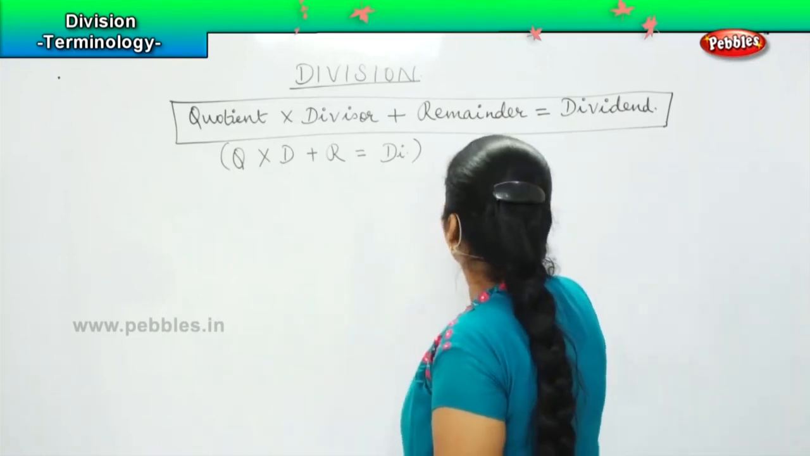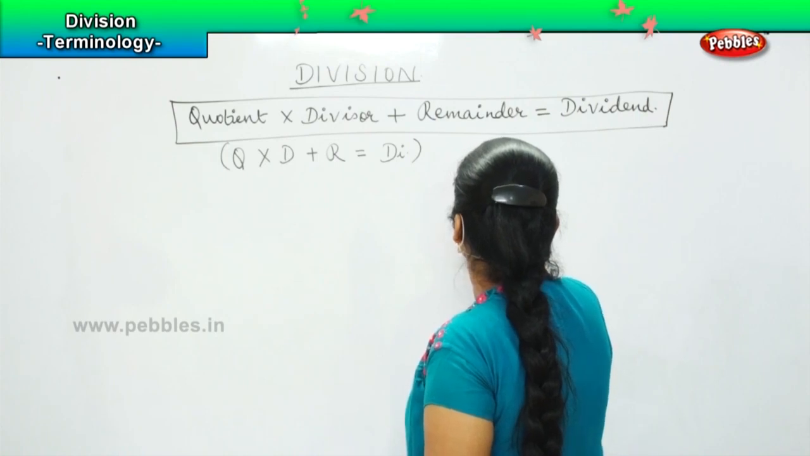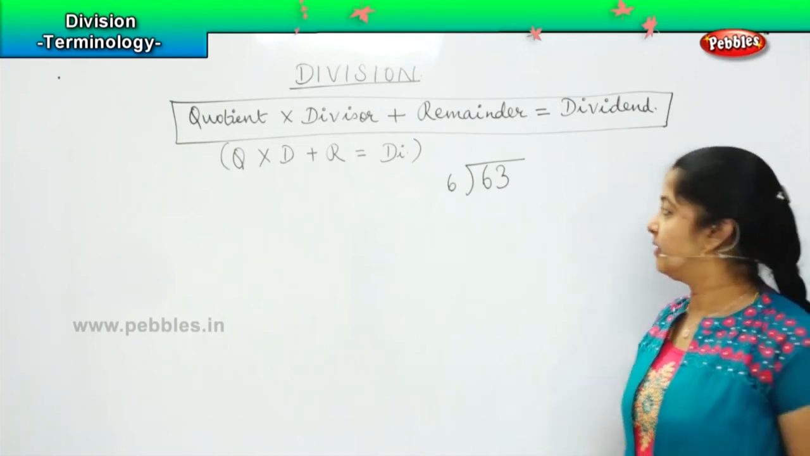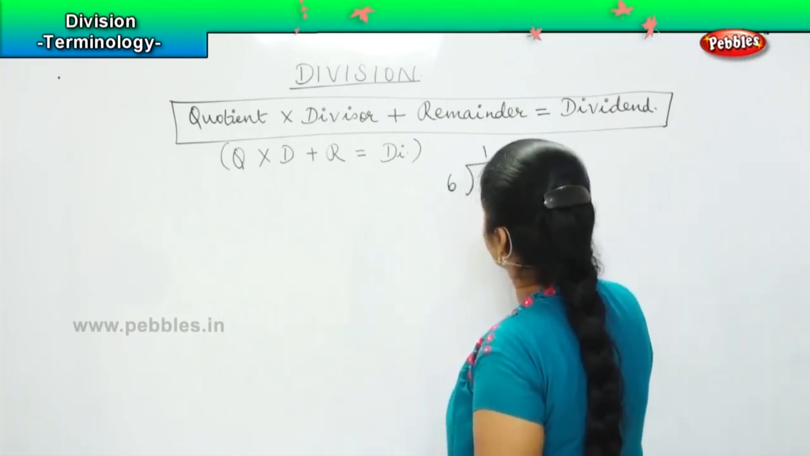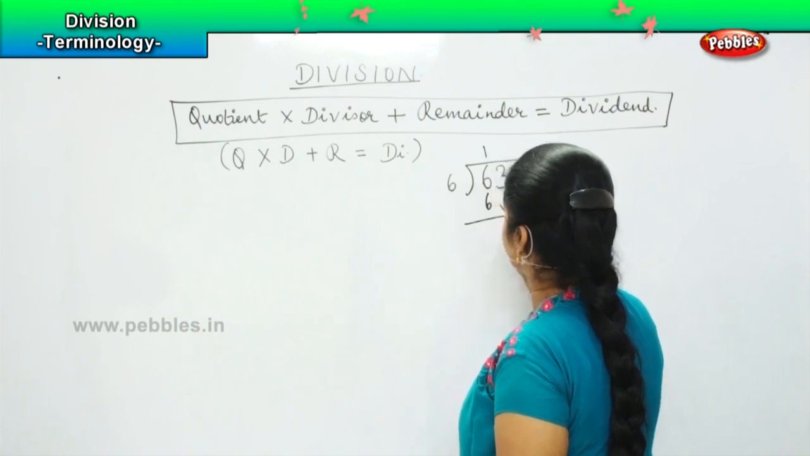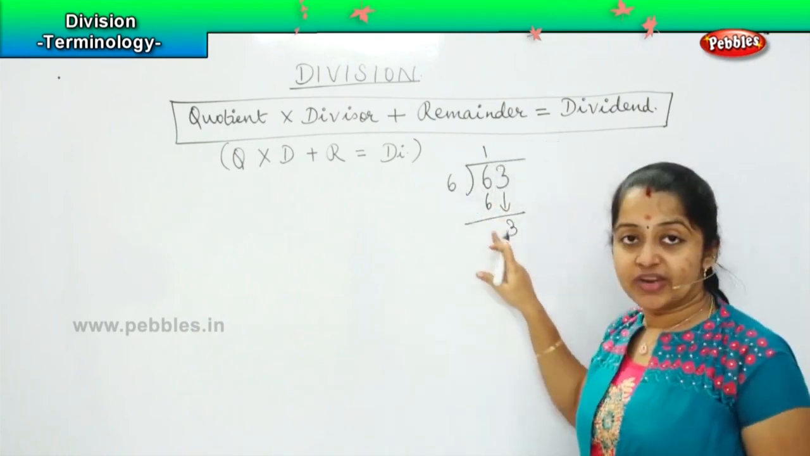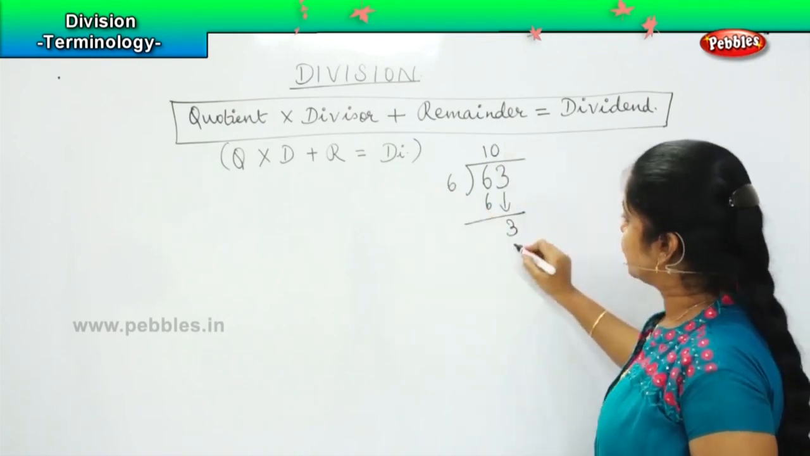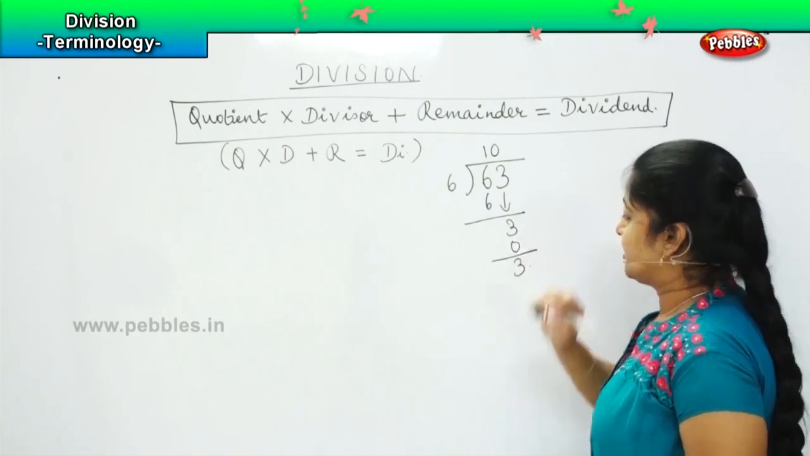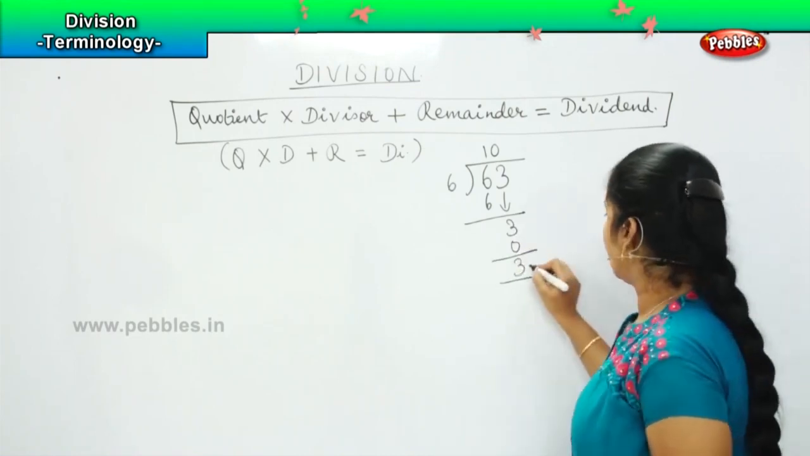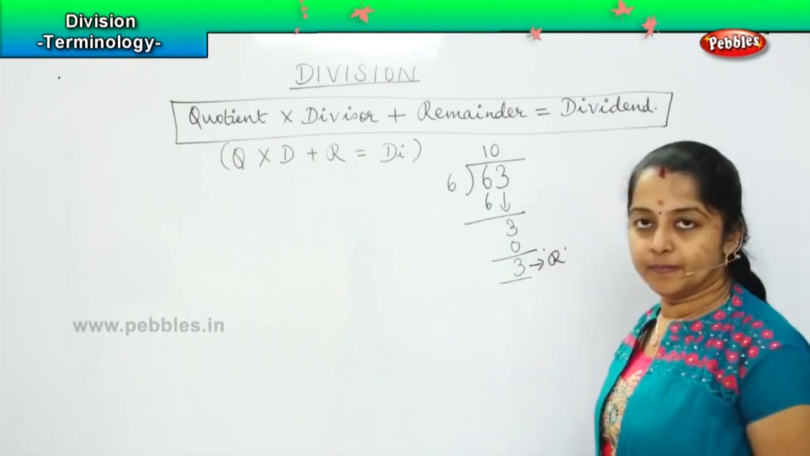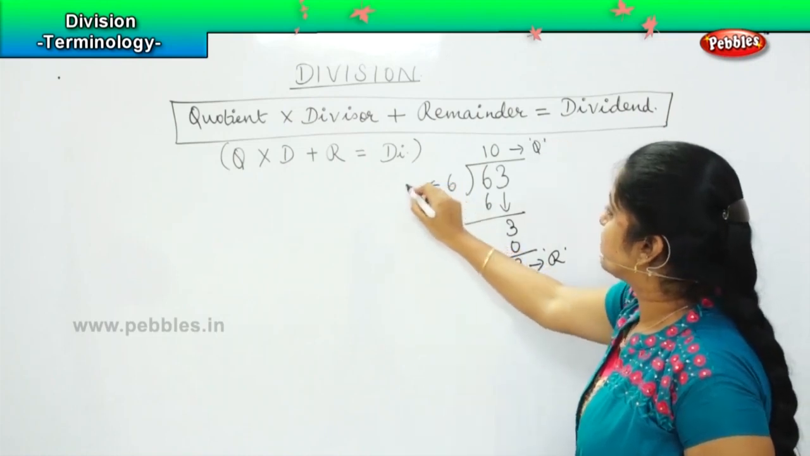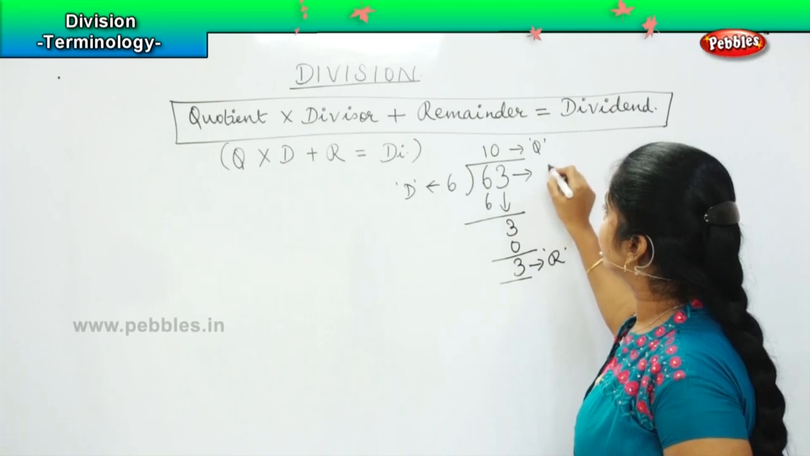Now, if I write 63 divided by 6. Fine. So shall we solve it? Okay. So 6 into 1 is 6. Then this number comes down, 3. So is it possible to divide 3 by 6? No. So I will be writing it as 0. 0 into 6 is 0. So my balance is 3. Okay. Now I know that 3 is my remainder, 10 is my quotient, 6 is my divisor, and 63 is my dividend.